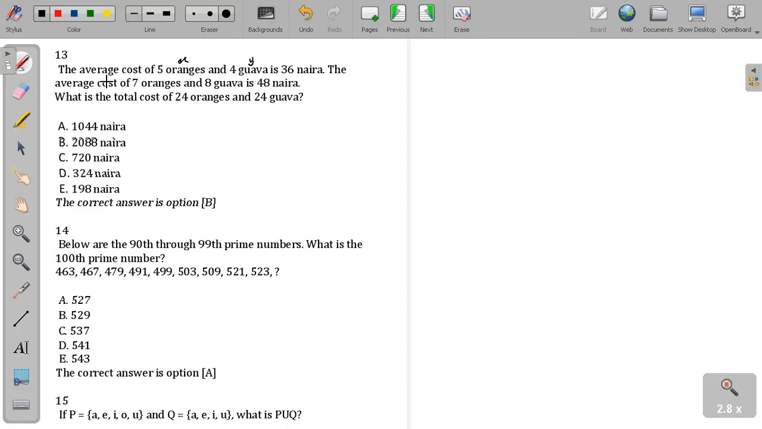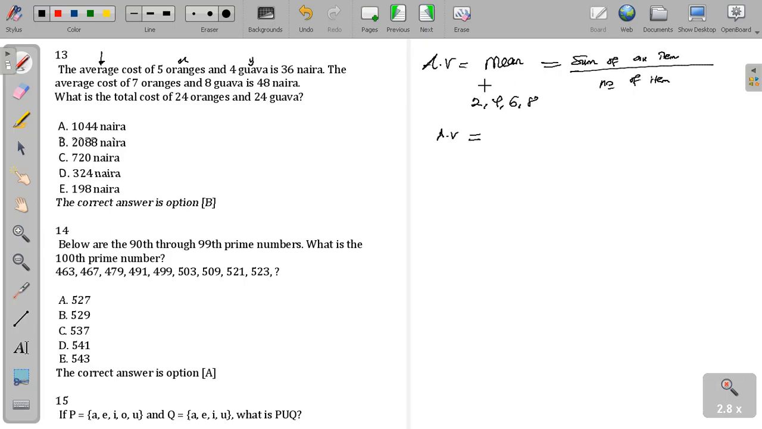So if I let this represent x and this one represent y, I can represent it as the average cost. Remember that we have average cost, and you know what average means? Average means mean, right? And what is the definition for mean? Sum of all items over number of items. Let's say you have 2, 4, 6, 8 and you want to find the average of this data. It means sum all these together, that is 2 plus 4 plus 6 plus 8 divided by number of items. How many are there? 1, 2, 3, 4.